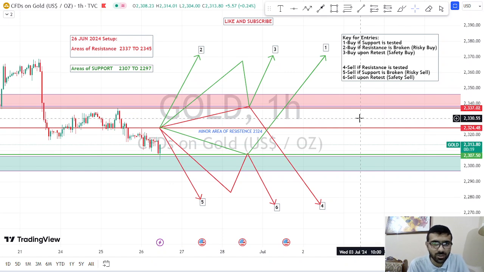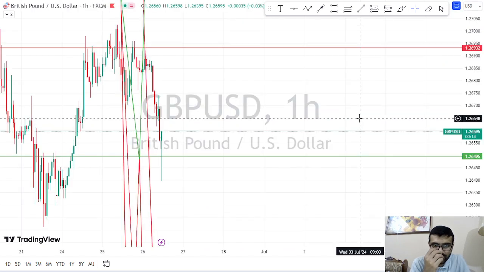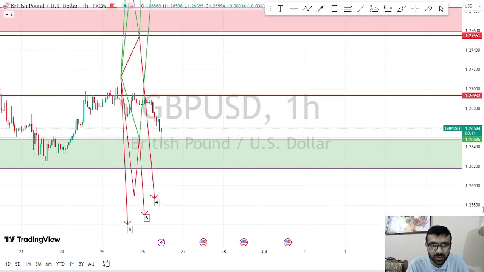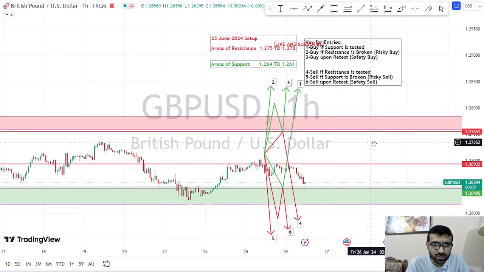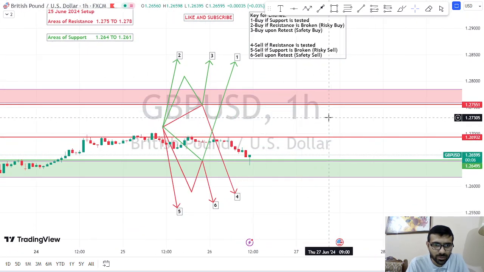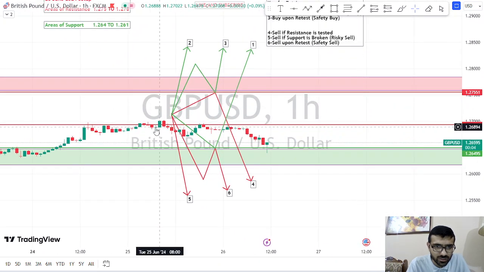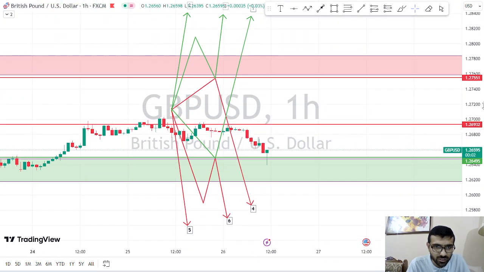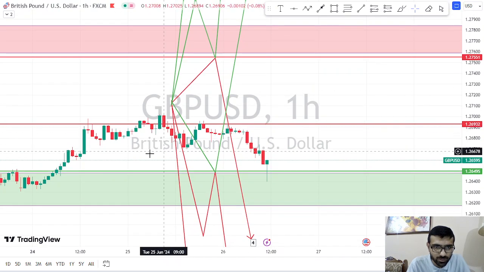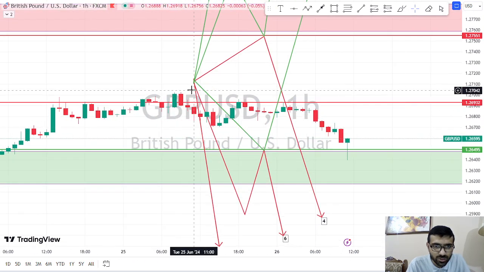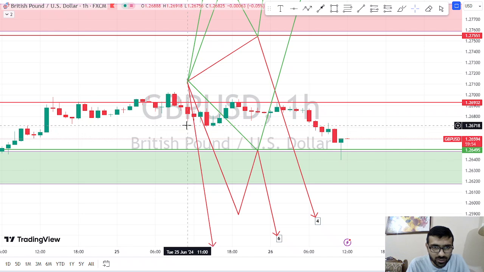Okay, so now let us move forward to the next pair, which is GBP USD, and let us see how market is behaving over here. Okay, so when we were discussing GBP USD yesterday, we were bearish in this pair, and you guys can see that if we would have taken some selling positions, then we would be sitting in some good profits. Okay, so when we were discussing yesterday, market was trending over here, and if we would have taken a selling position from here, then we would have taken some good profit out of it.